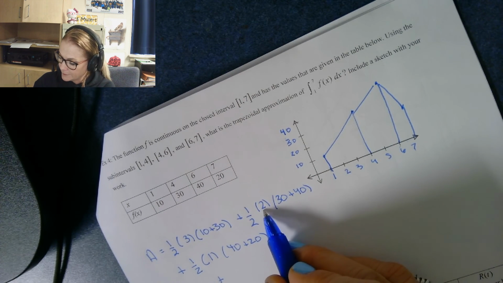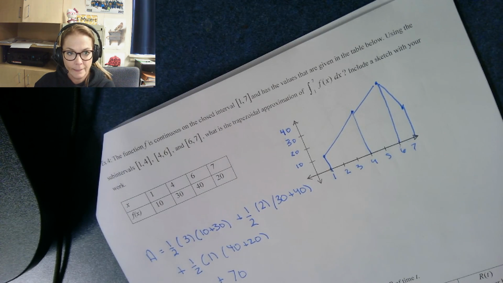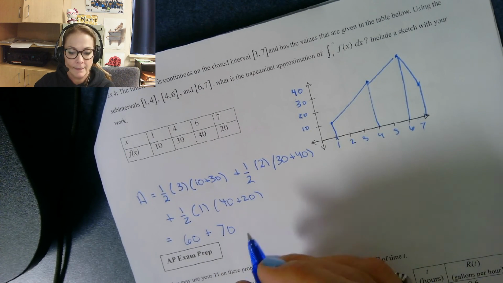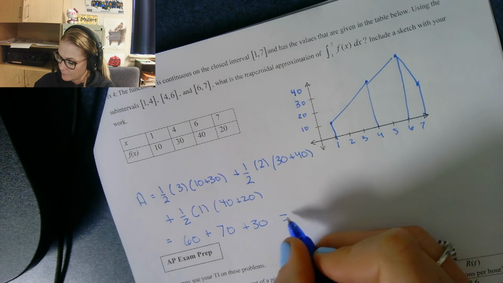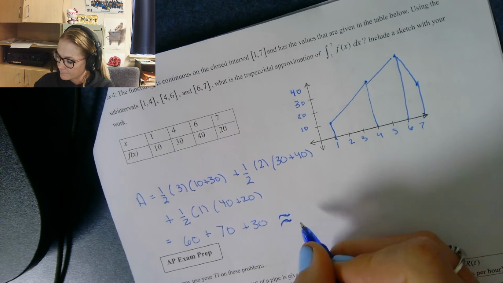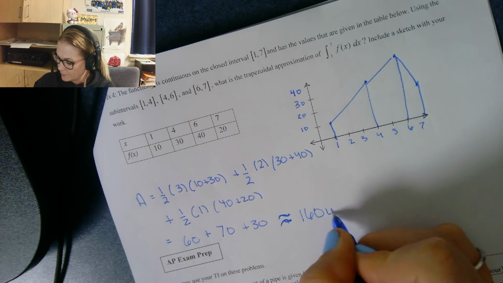That's 70 times 2, that's 140. Half of that's 70. And then last but not least, this is 60. Half of that's 30. So approximation of 160 units squared.